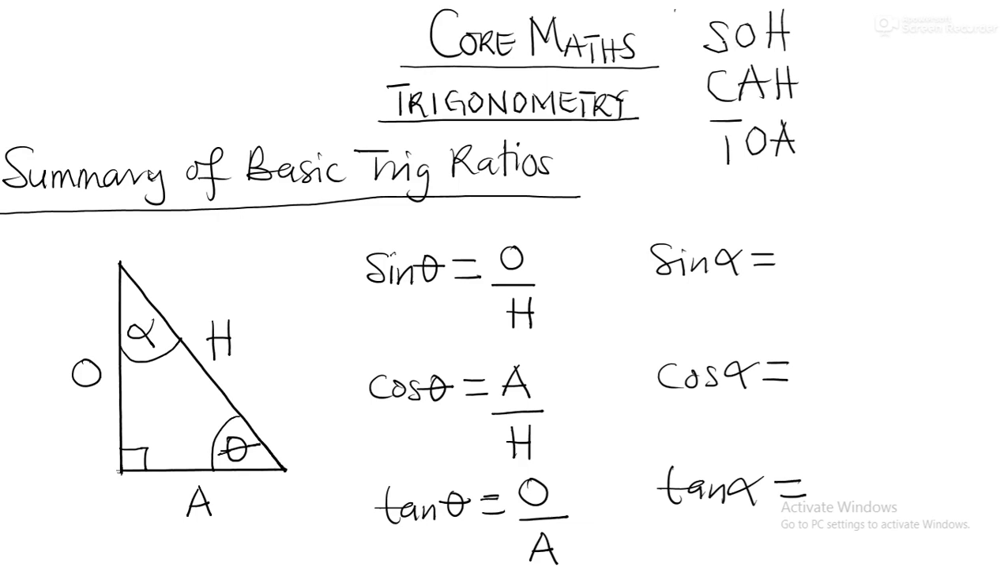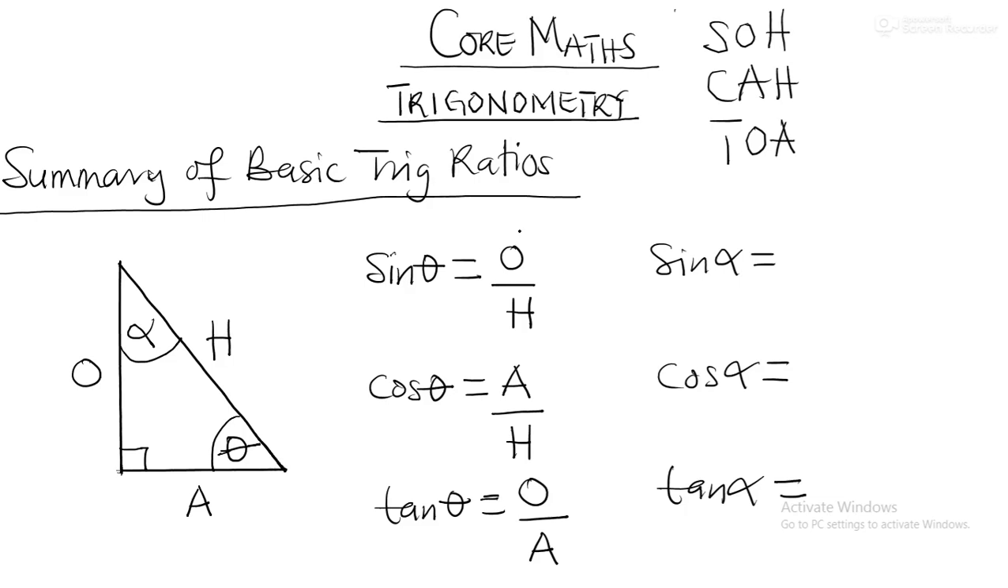SOHCAHTOA. So remember this. SOH means opposite over hypotenuse. CAH means adjacent over hypotenuse. And TOA means opposite over adjacent. So always remember this, SOHCAHTOA. You can be singing with it. So SOH means sine is opposite over hypotenuse. CAH means cos is adjacent over hypotenuse. And TOA means tan is opposite over adjacent.